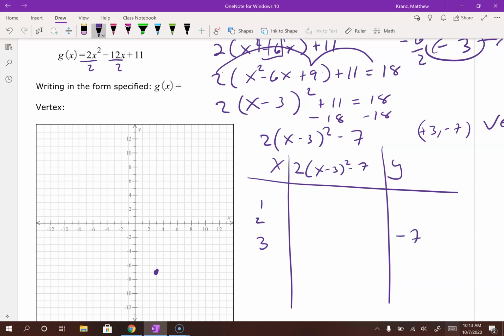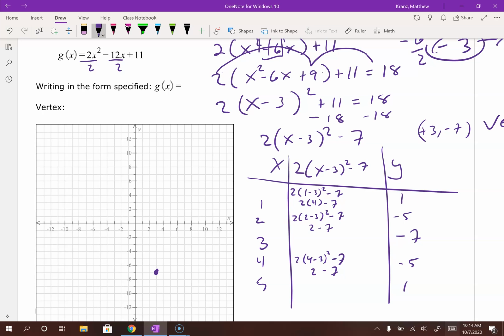So I use a 2 and a 1, and I'll use a 4 and a 5. If I use the 1, 2 times (1 minus 3), which is negative 2 squared, so it's 2 times 4, which is 8 minus 7, is 1. If I do the 2, 2 times (2 minus 3), which is negative 1 squared, so that's 2 minus 7, gives me a negative 5. If I use the 4, 2 times (4 minus 3), 2 times 1 is 2, minus 7, negative 5, and we see this will be a 1.